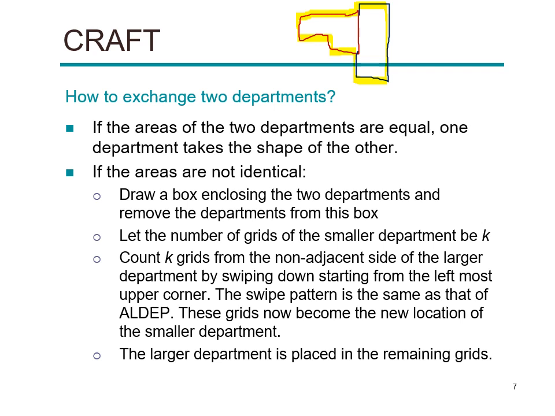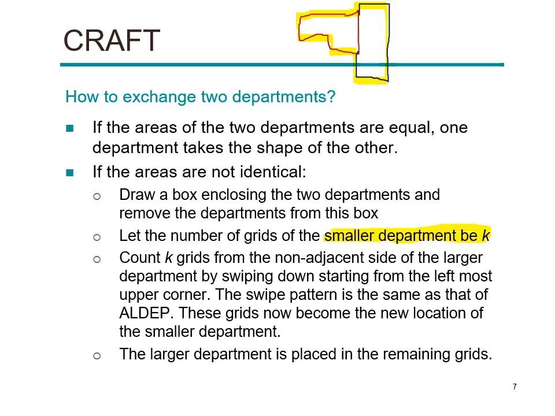Then we select the smaller department. Let the number of grids that this smaller department requires be K. Assume that this is the smaller one. Then you count K grids from the non-adjacent side of the larger department. This is the larger department, and this side is the adjacent side. This side is the non-adjacent side.